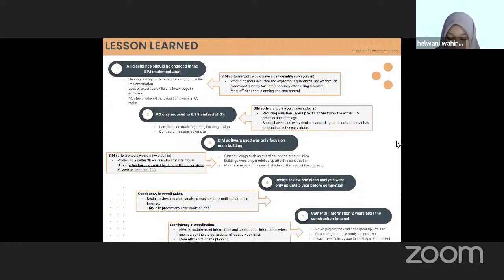In this case, where it's a pilot project, they did not expect to go up until FM. So it took a longer time for them to study the process. So they gathered all the information 2 years after the construction finished. Next.